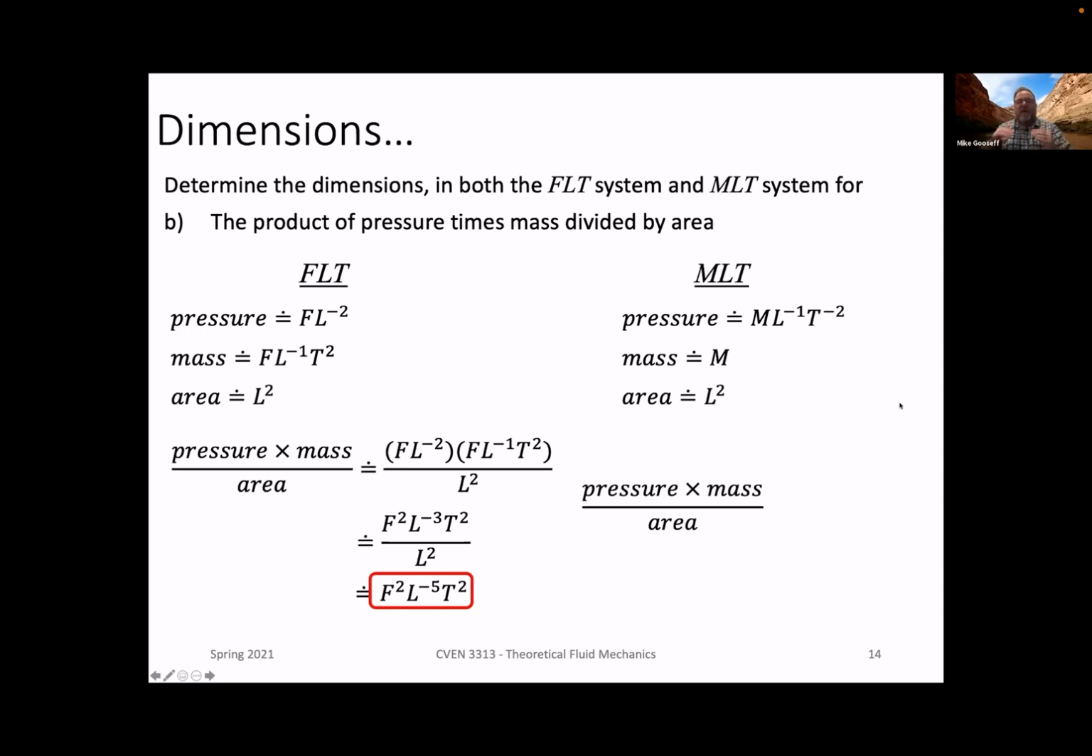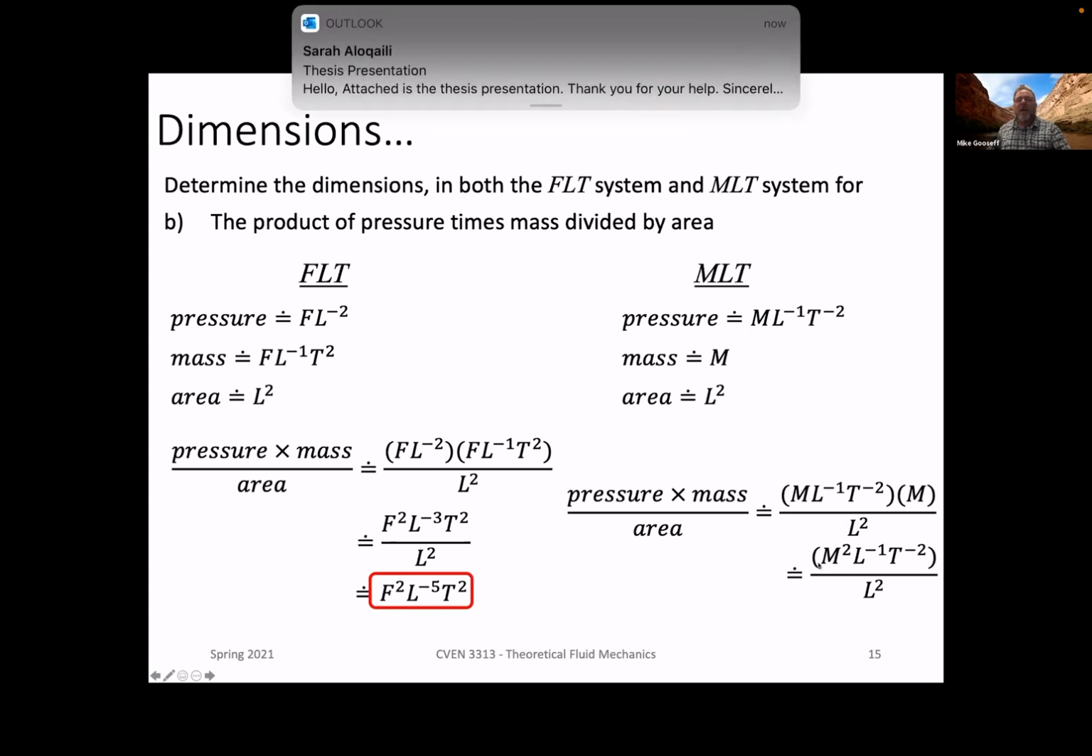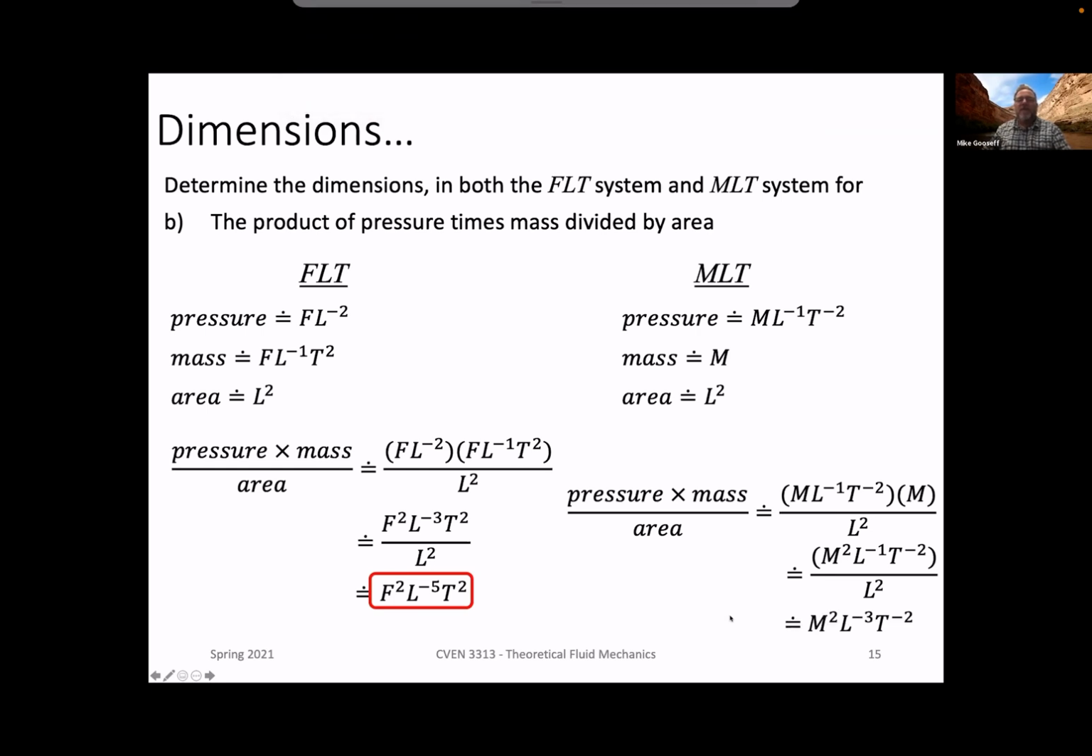I shifted this down a little bit just because of all the room this took up, but still pressure times mass divided by area. When we plug all of these in, we see our grouping. So here's pressure, here's our mass, we divide by area, and we basically simplify here in the numerator. And then when we combine with the denominator, we simplify to that value there. So m squared, L to the -3, t to the -2.